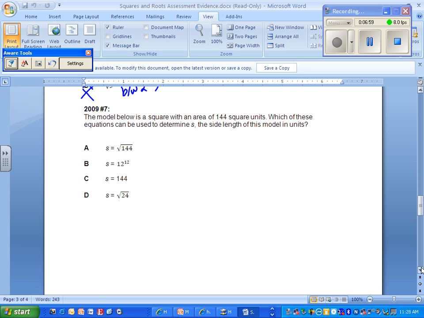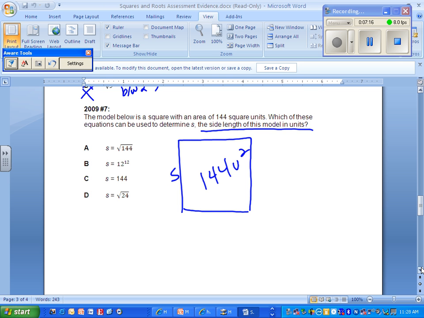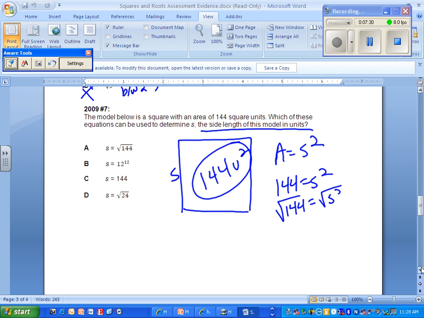2009, number 7. It says the model below is a square with an area. Actually, there's no model, so you can just draw one if you want to. Area of 144 square units. Which of these equations can be used to determine S, the side length of this model? So what is the side length when my area is 144? If the area is side squared and my 144 equals side squared, I can take the square root of both sides. Square root of S squared is going to give me S. Square root of 144 is going to give me 12. I know that my side length has to be 12.